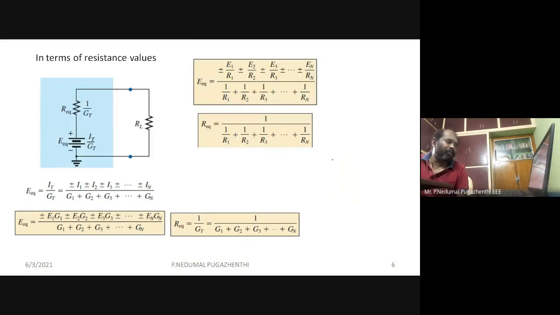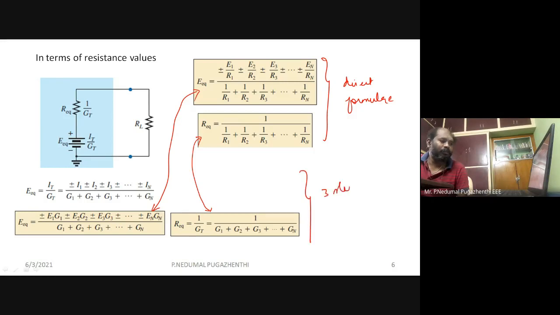Now we will see that directly. This is the direct formula. I will say formulae because you have two formulas here. Now compare this E equivalent with this E equivalent. Both are the same. R equivalent with this one, both are the same. This is using the three-step methodology. You can see that the formulas are the same. 1 by R1 is G1, which is available here. 1 by R2 is G2. 1 by R3 is G3. E1 by R1 is equal to E1 G1. E2 by R2 is equal to E2 G2. It is there actually. Am I right or not?